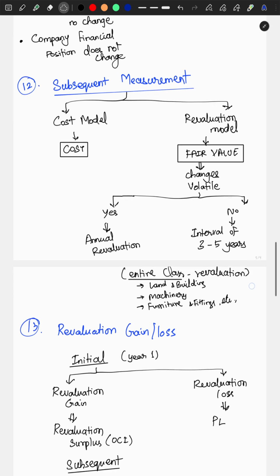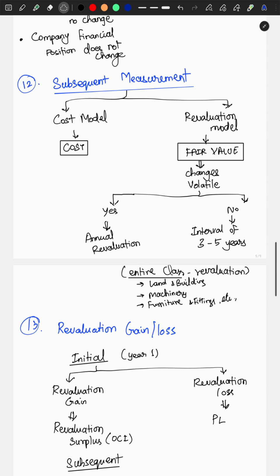fair value. So when it will be revalued, if the changes in fair value are volatile, then annual revaluation has to be done. Every year it has to be revalued. If it is not so volatile, then 3 to 5 years can be kept as a margin, and then every 3 years or every 5 years it can be revalued.